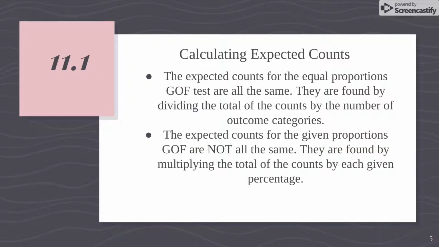Also, you need to know how to find the expected counts. The expected counts for the equal proportions goodness of fit test are all the same. They are found by dividing the total of the counts by the number of outcome categories. The expected counts for the given proportions goodness of fit test are not all the same. They are found by multiplying the total of the counts by each given percentage.